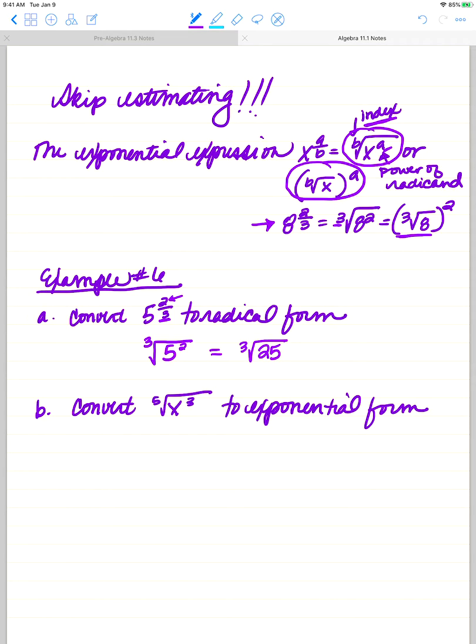B says convert the 5th root of x cubed to exponential form. So x comes out. B is right here. That's my index, so that's the denominator. So that's 5. The power of the radicand is the numerator. So it's x to the 3 over 5.